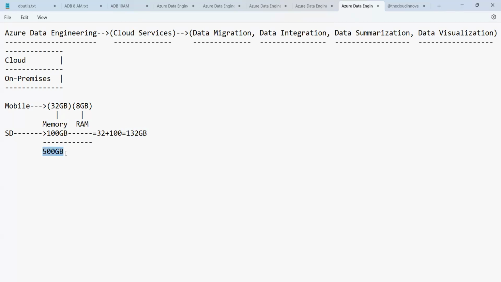What is it you have? You have a required memory storage of 500 GB. So now you can't store it here. You can't store the 500 GB data. But what is the alternative?